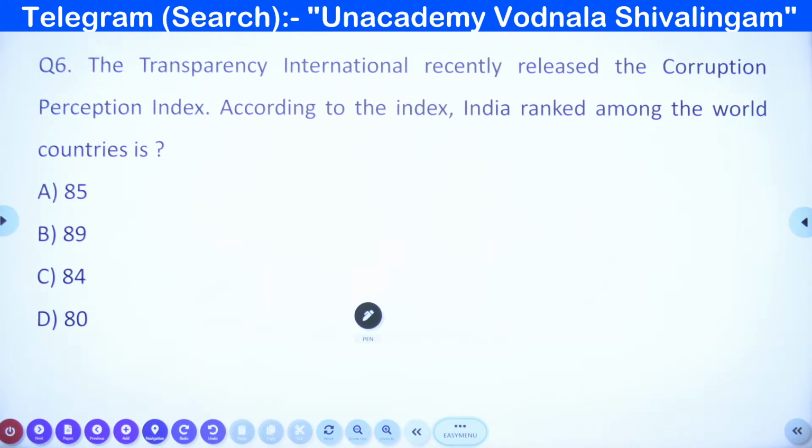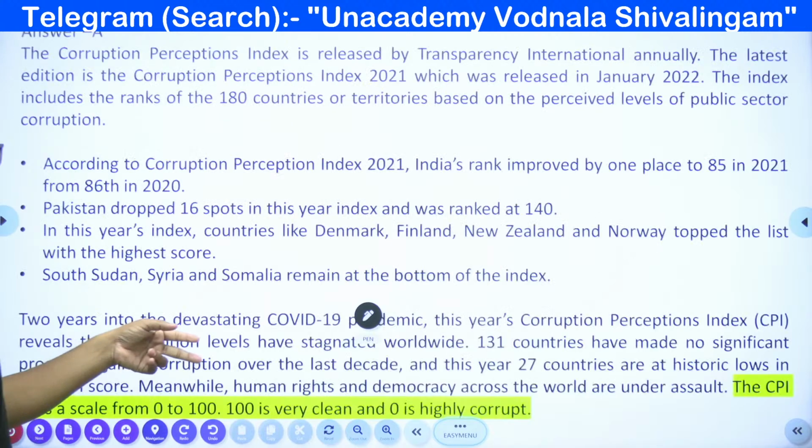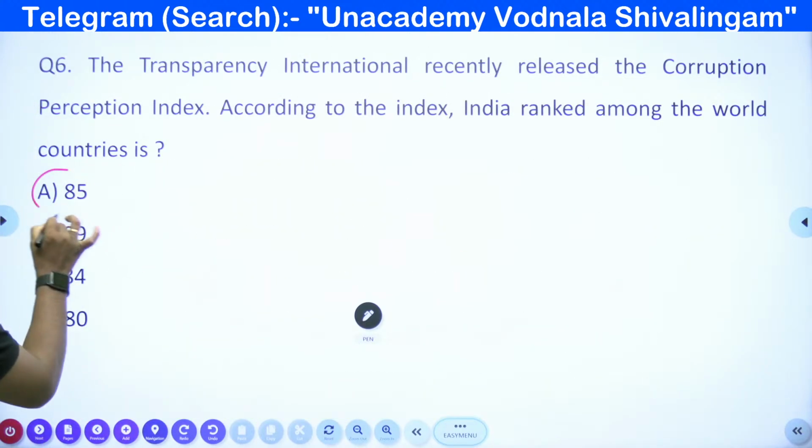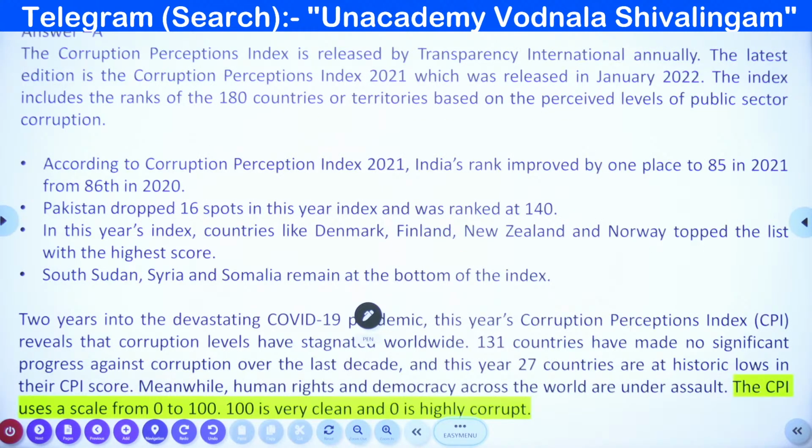India's rank in the Corruption Perception Index. Option A is the given answer, 85. Better rank is there. Wow.